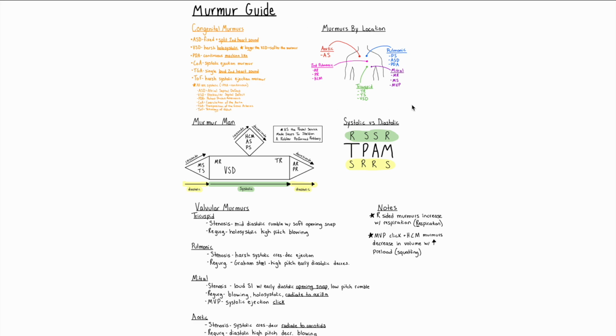So again, that's just a quick way of figuring out where they would be or where it would best be heard. But the murmur man here is probably the number one way that I am able to figure out murmurs on exams. This is one of the first things I write down on my whiteboard when I'm taking an exam for cardiac exams. And it does take some memorization. I have some tips and tricks, not sure how well they work. I feel like I just had to memorize where the different things would go.